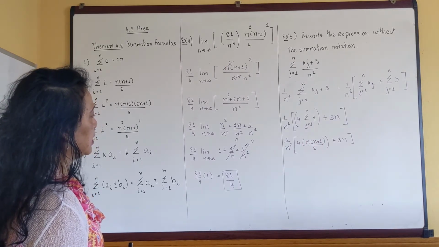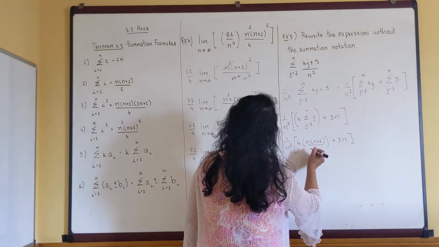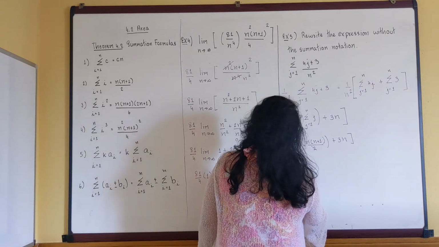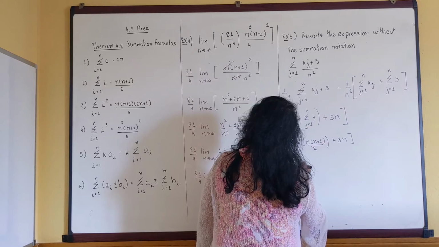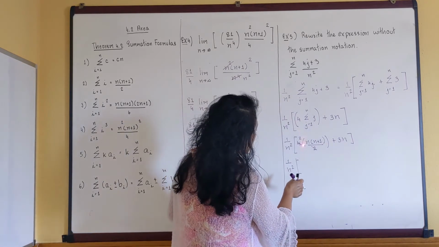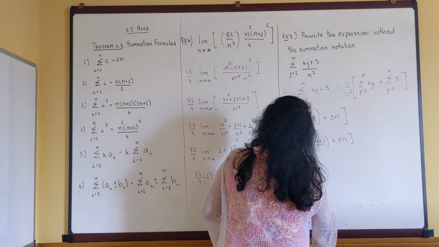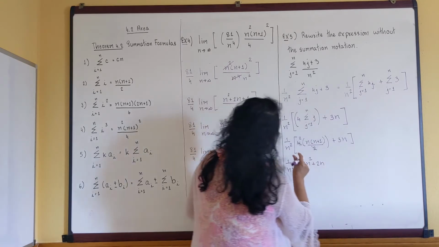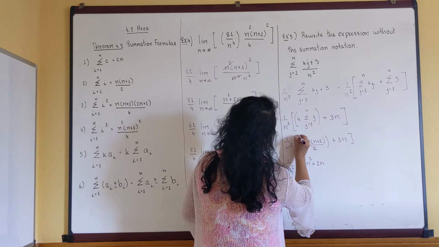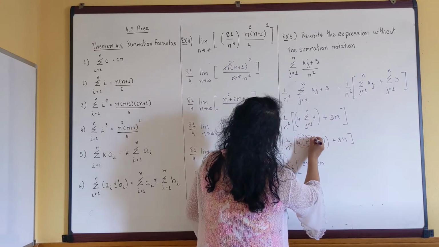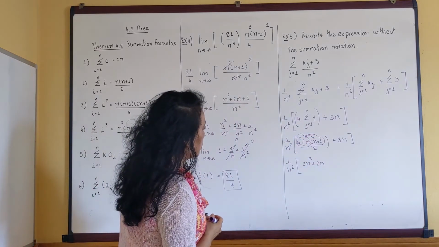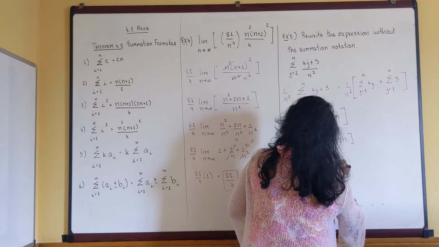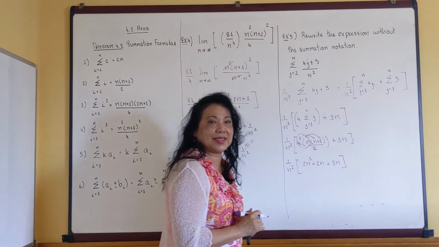Alright, let's see. I can reduce the 2 and the 4, so I got my 2 here. So I end up with 1 over n squared. I'm going to multiply 2n to the parentheses, so it's going to be 2n squared plus 2n. This 2n multiplies everything in here, so it's going to be 2n squared plus 2n, plus 3n. It's a bit messy, but you can see it.